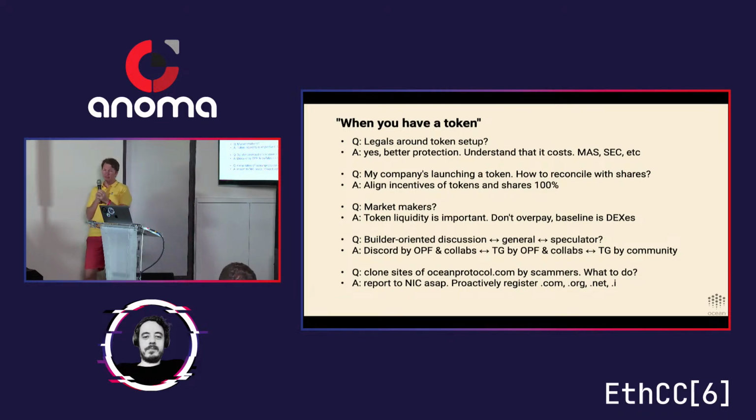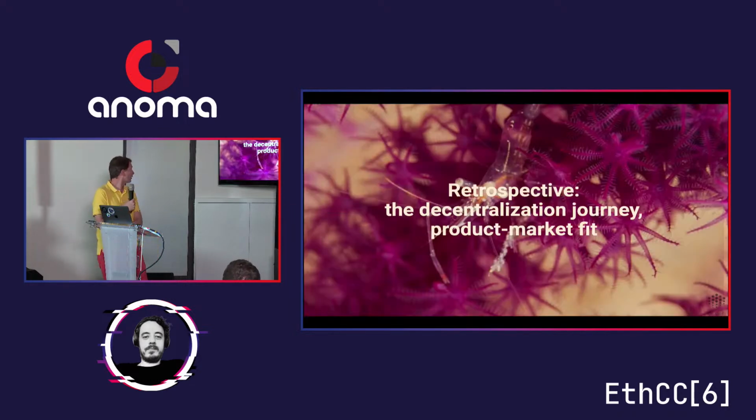Also, how do you reconcile speculation with builder community channels? A pattern that we use, and many teams use, is that for builder-oriented discussion, that's Discord. For the general discussion, but not speculation, that's controlled by the core team and our collaborators. And there are several speculator communities, especially a big one in Telegram, and that's a very useful heuristic. And let's see, keep going.